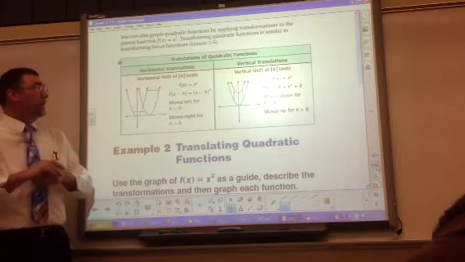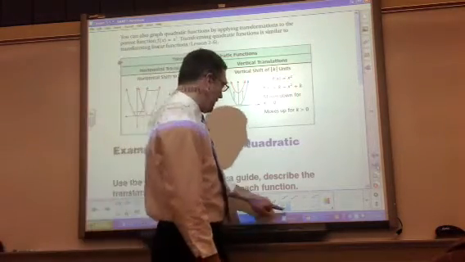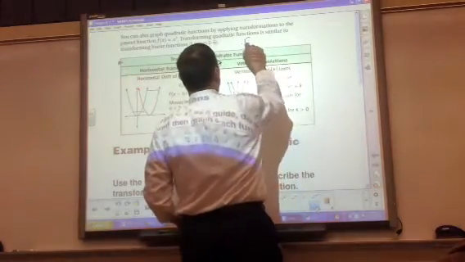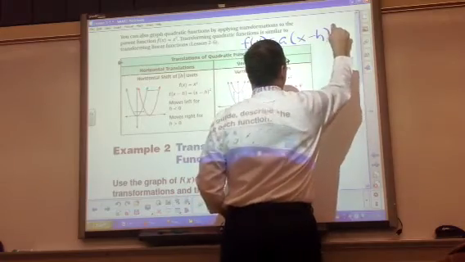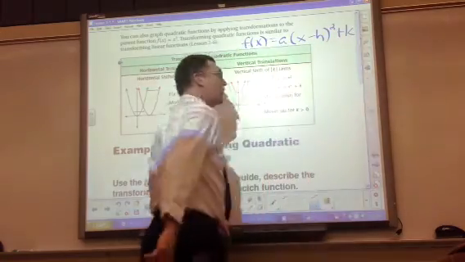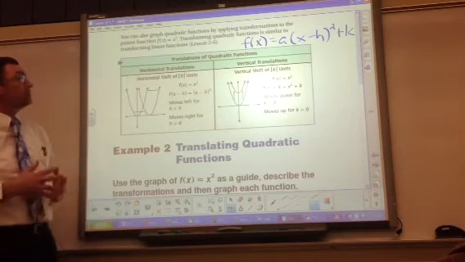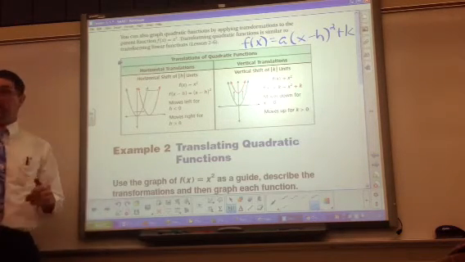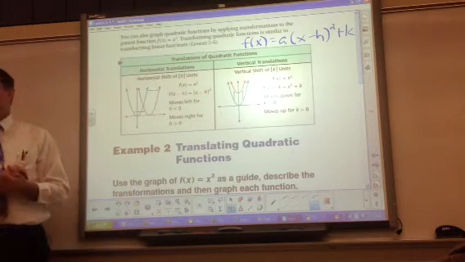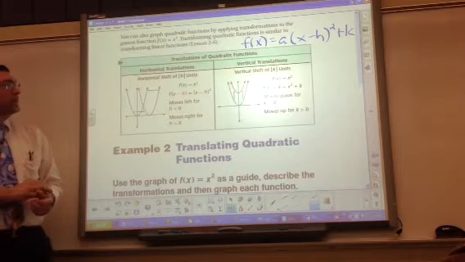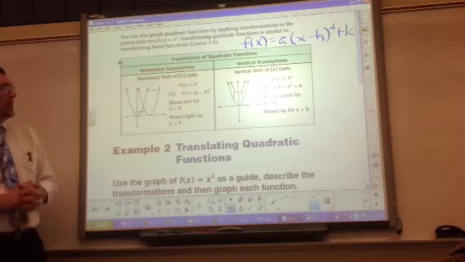All right, so transformations. First of all, we wrote down that vertex form a minute ago. I'll write it down here again. In the vertex form, h and k talk about translations, movements left and right, just like they did when we used the vertex form for the absolute value functions. h and k do the same thing they did with the absolute value.